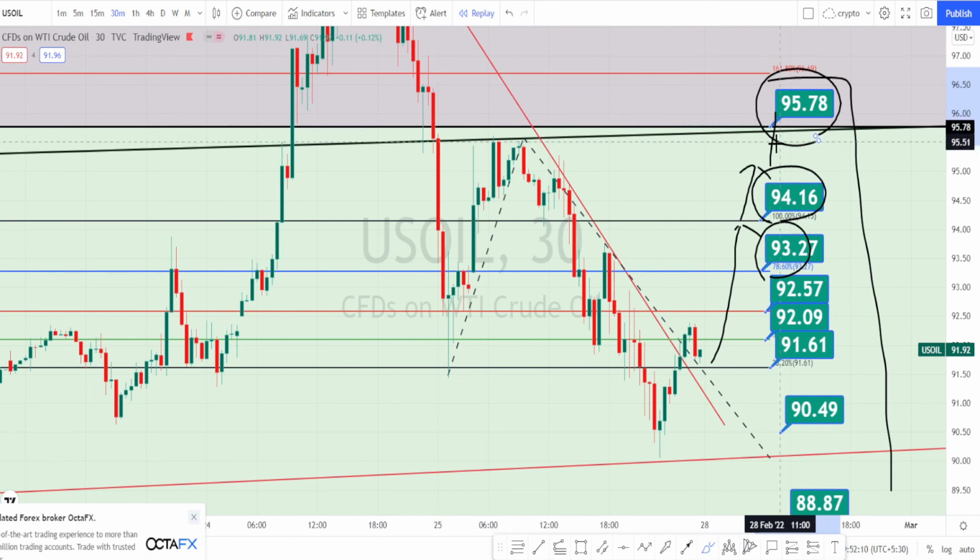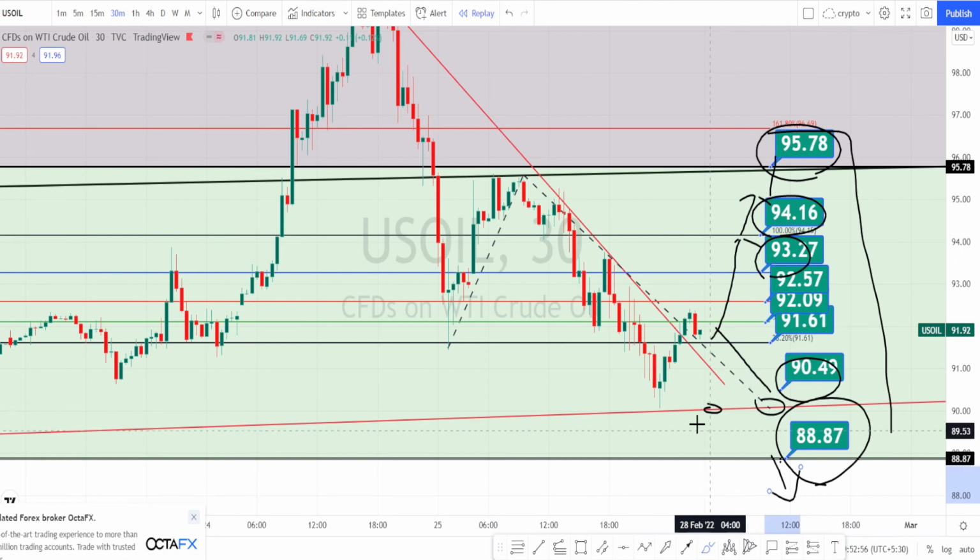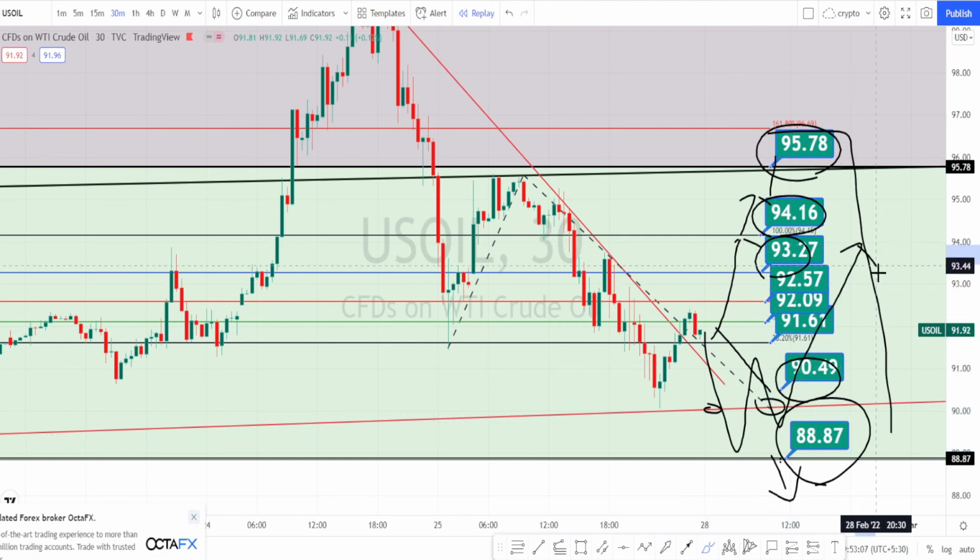This is from the higher time frame resistance level, and if the price action bounces back on the bearish side, we can expect the next level of support around 90.49, and only when the price action breaks this support level of 88.87, we can expect a bearish trend reversal in 30 minutes time frame. As long as the price action is trading within this support level, we can expect a range-bound market or a bullish trend to start.